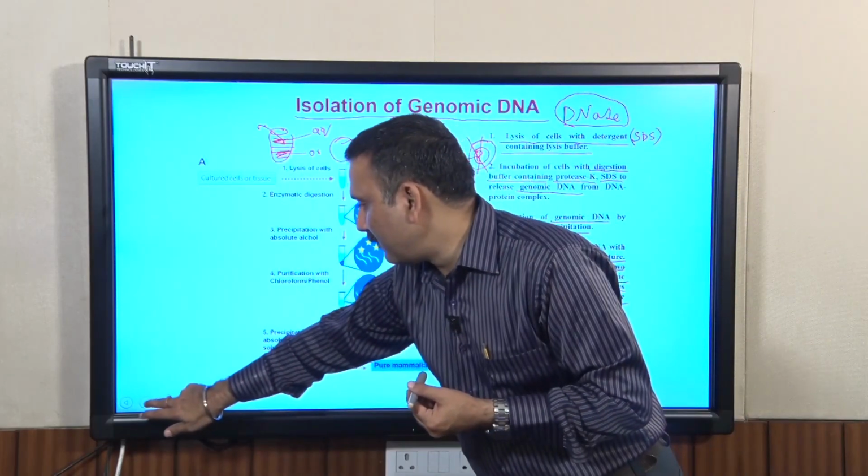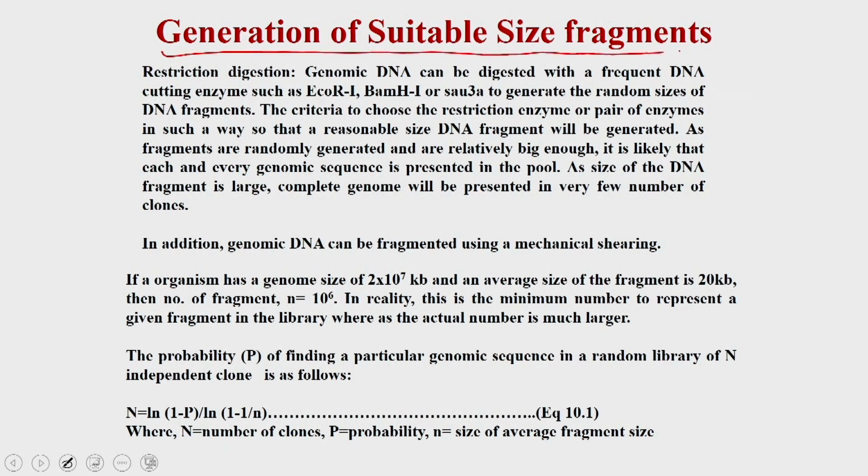So, in the next step we have to generate suitable size fragments, which you are going to do with restriction digestions. Restriction enzymes are the enzymes which degrade the DNA in a very precise manner. A restriction enzyme cuts at its specific sites. So, they are not non-specific like DNase, because DNase degrades the DNA at random places.